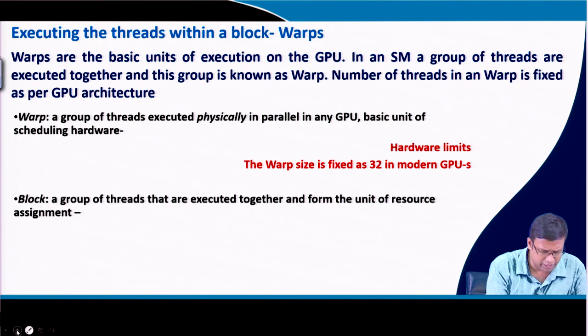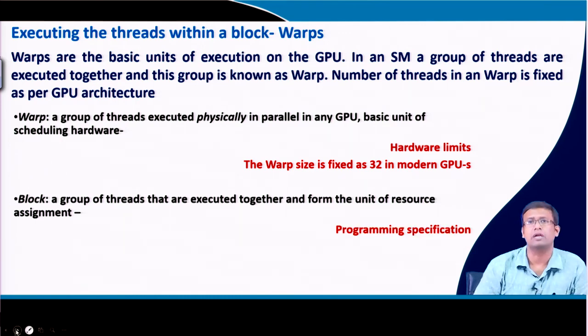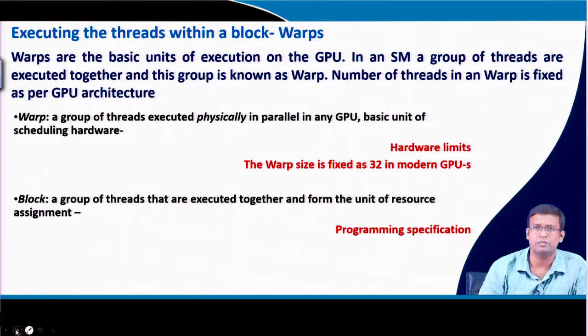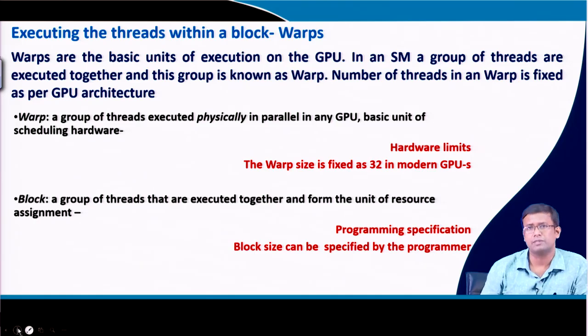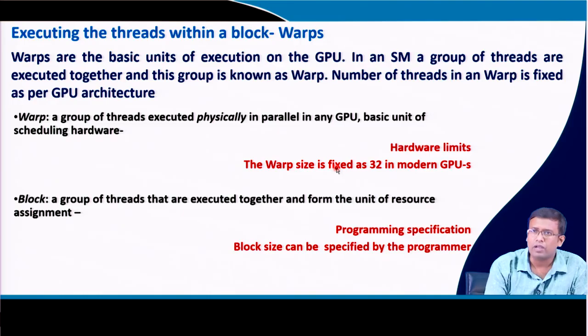And the number of threads in the block is a programming specification. The programmer can himself tell that I will take this many threads and they will go as a block. Block size can be specified by the programmer, but warp size cannot be specified by the programmer, because this is what is fixed by the architecture of the GPU.